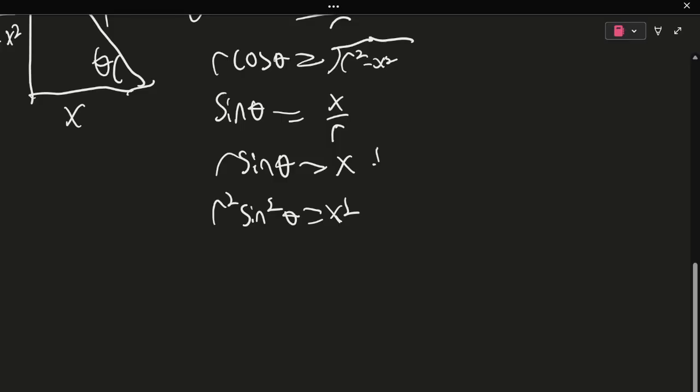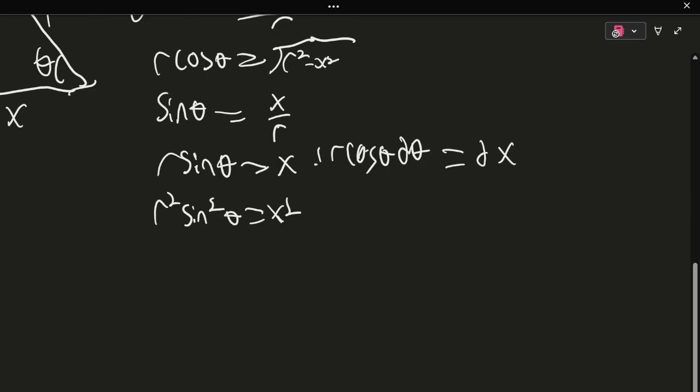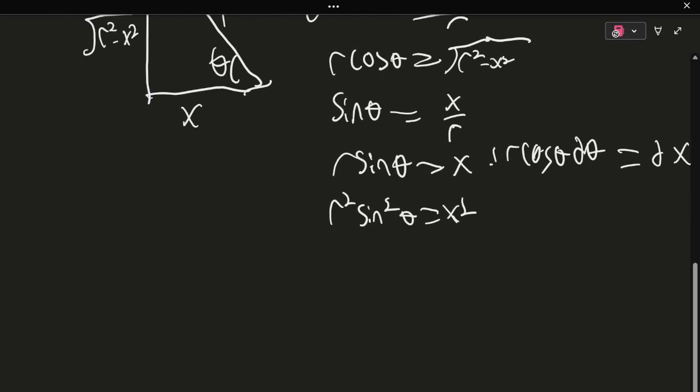But we can also think about a variable change by taking the derivative of both sides of the equation. We have a constant, because r is a constant, multiplied by sine of theta. The derivative of sine of theta is going to be cosine of theta, multiplied by r because r is constant. d theta is equal to, the derivative of x is just dx. So r cosine of theta d theta is equal to dx.